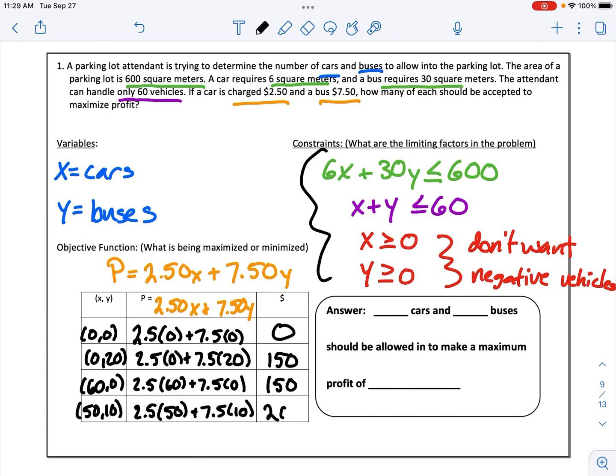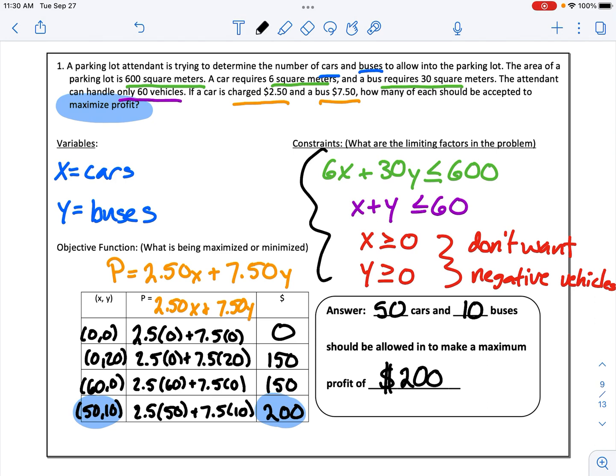And that equals 200. So our goal here was to find the maximum profit. So if I look at all these profits that we've earned, the biggest one was 200. And the point that went with that was the 50, 10. So 50 is the X, so that means there were 50 cars, and 10 buses would give us our maximum profit of $200.